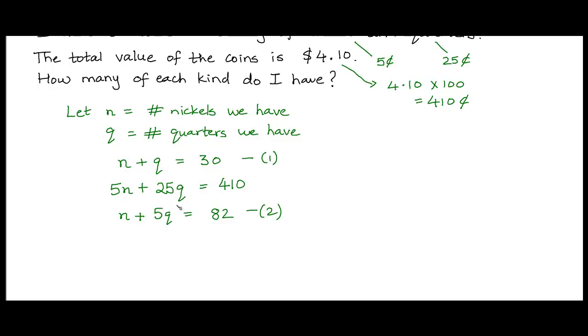Both these equations are linear equations, and the simplest way we can solve them is by subtracting the first equation from the second equation, because that would cancel out the N's and we would be left with only Q on the left hand side and some number on the right hand side, and that would immediately give us the value of Q. So if we take the second equation and subtract the first equation from it, then on the left hand side the N's would cancel out. 5Q minus Q would be 4Q, and on the right hand side we would have 82 minus 30, which is 52.